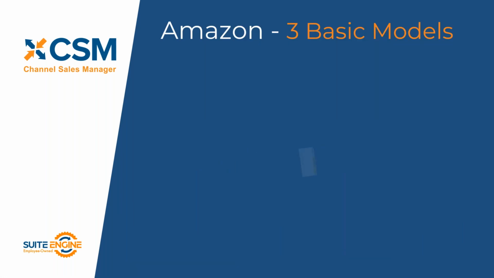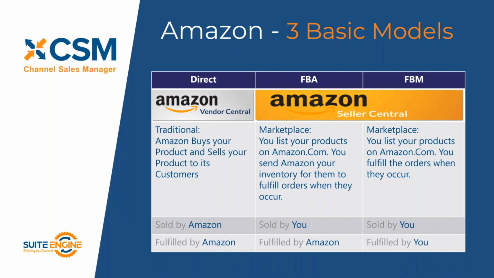So let's get into, for those that don't know a whole lot about Amazon or the various platforms that we're saying that we integrate with, just a little bit of information to get everybody in the same place. So with Amazon, we can sell our products on Amazon, and that's done through Seller Central. There's actually 3 basic ways that your product could sell on Amazon.